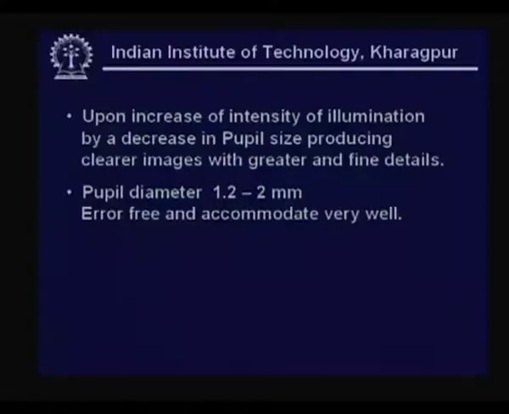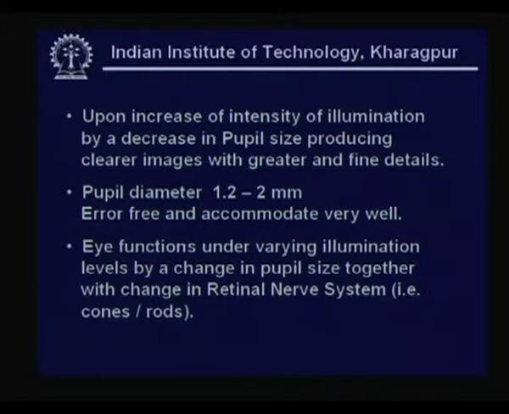All of us have noticed that when we go into bright sunlight, we tend to close our eyelids, thereby decreasing the pupil size or the iris size. Now, pupil diameter has a capacity of changing from 1.2 to 2 millimeters in a typical average human pupil, and it accommodates very well. Therefore, our eye has an excellent ability of functioning under varying illumination levels. It changes the pupil size, and together with that shifts the set of nerves responsible for observing from cones to rods.